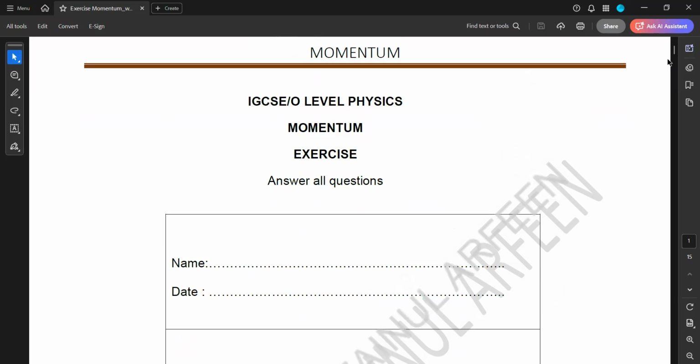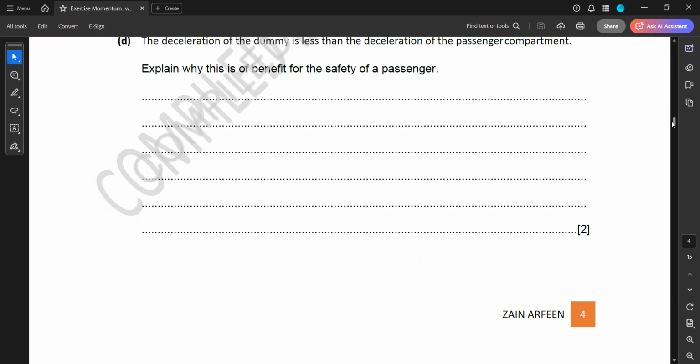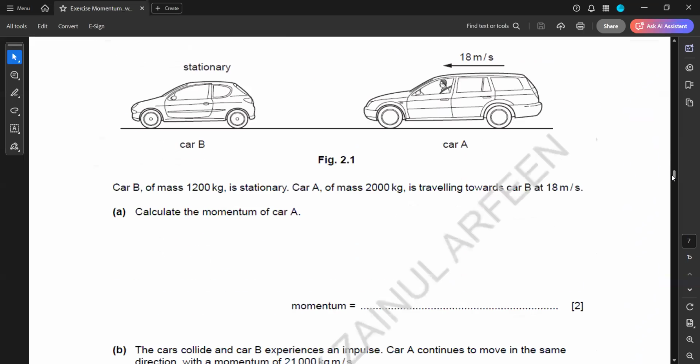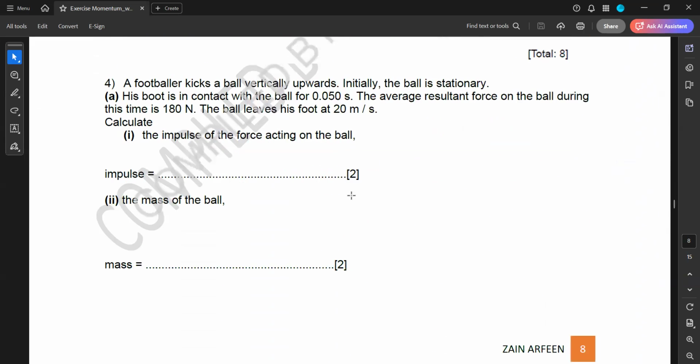So exercise momentum, the MCQs and first three questions, I have already recorded and shared with you. So we'll begin with question 4 onward. If you have a doubt, you can let me know. Question 4. Any doubt in question 4? This is an exercise related to momentum. Question 4. Anyone having a doubt or a question?